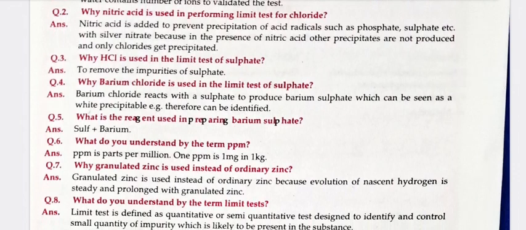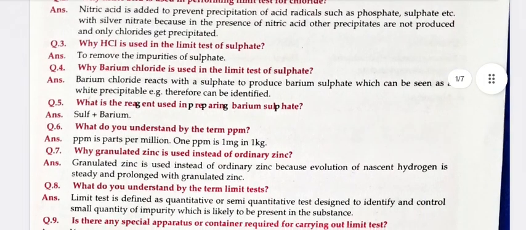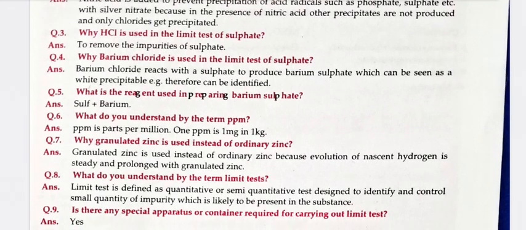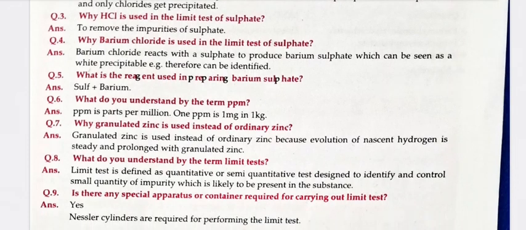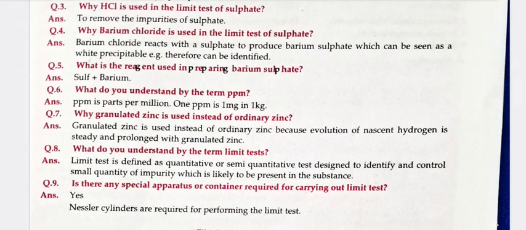Next, what are the reagents used in preparing barium sulfate? It's nothing but barium to be treated with sulfur or any sulfur compound. Okay, next, what do you understand by the term ppm? Ppm is nothing but parts per million. 1 ppm is 1 milligram in 1 kg. Remember that 1 milligram means a very small amount in 1 kg.